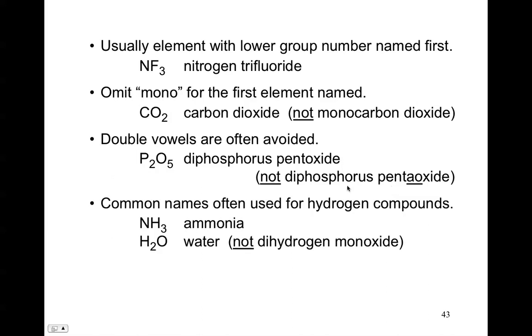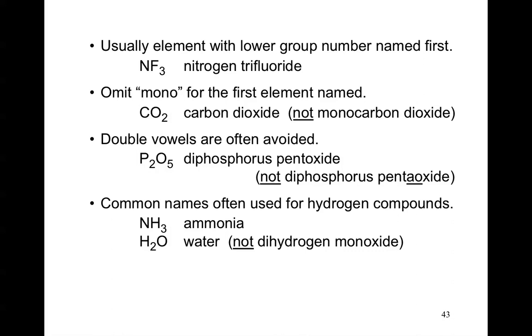Now, in addition, there are a number of molecules that have been around for a long time, well before the systematic naming process. So typically for these, we just use the common usage name. So for example, NH3, using the naming scheme, we would say nitrogen trihydride. But nobody ever calls ammonia nitrogen trihydride. We just call it ammonia. And the same thing for water. It's H2O. You would call it dihydrogen monoxide, but nobody ever calls it that.